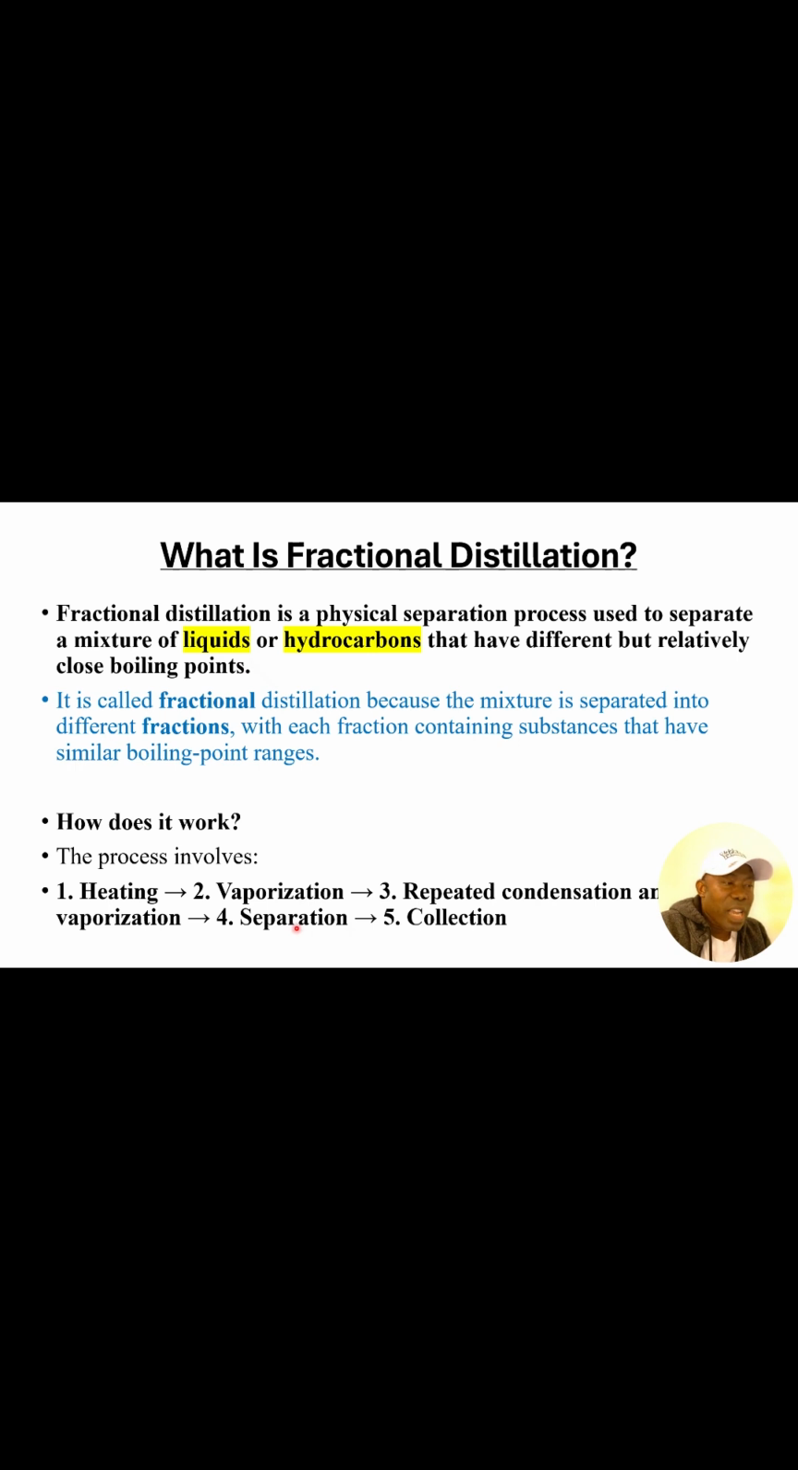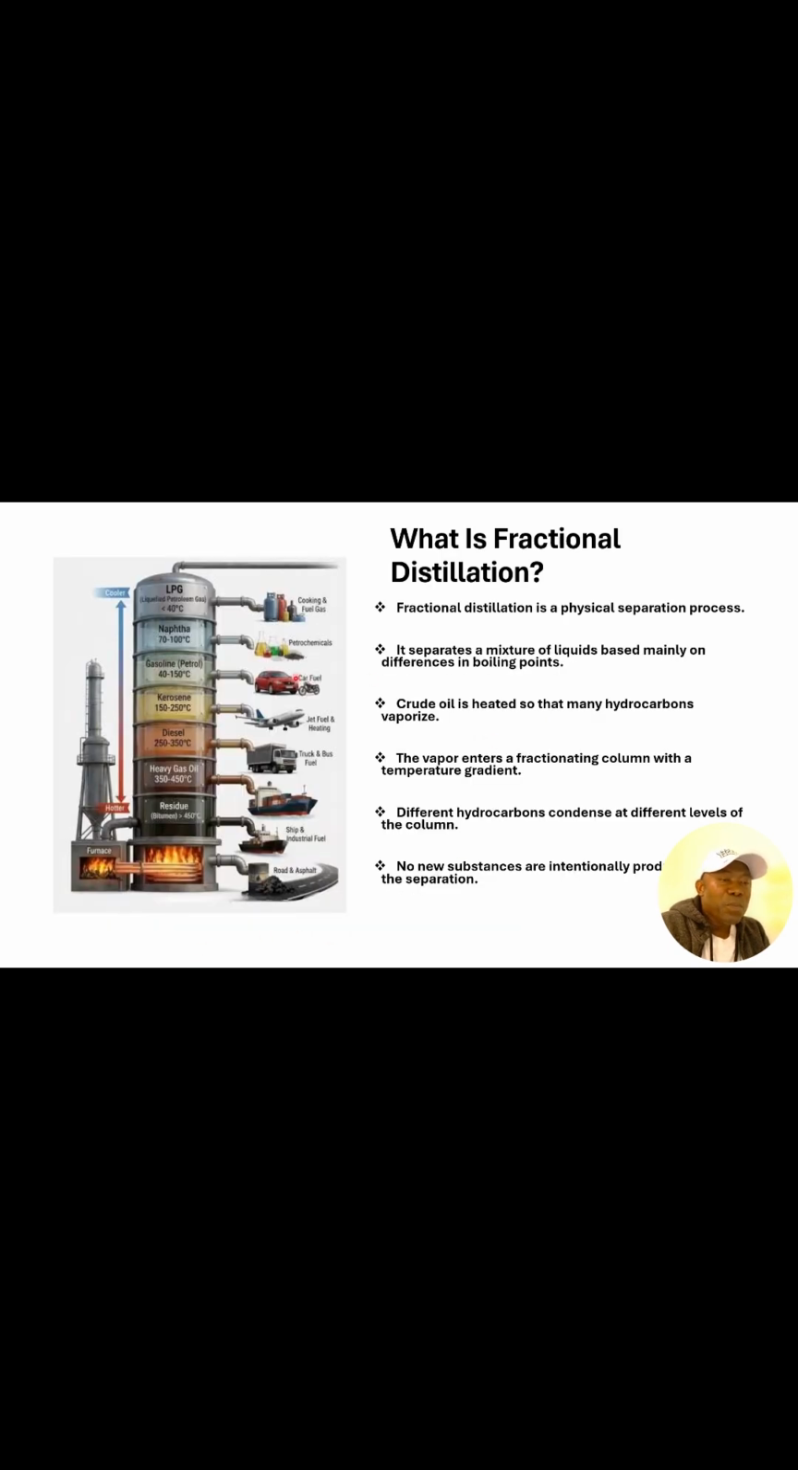So let's look at this diagram, how it's happening here. This is the process. Look at this diagram. Amazing. This is fractional distillation. Fractional distillation is a physical separation process. The substance is not being changed chemically, so it is a physical change. It separates a mixture of liquids based mainly on differences in boiling point.